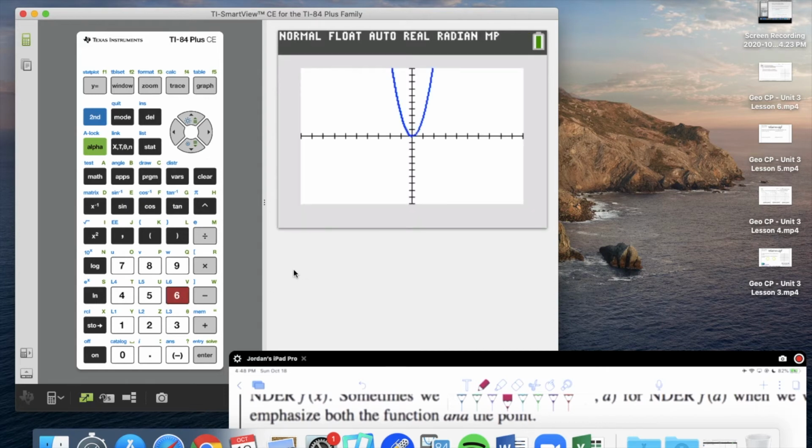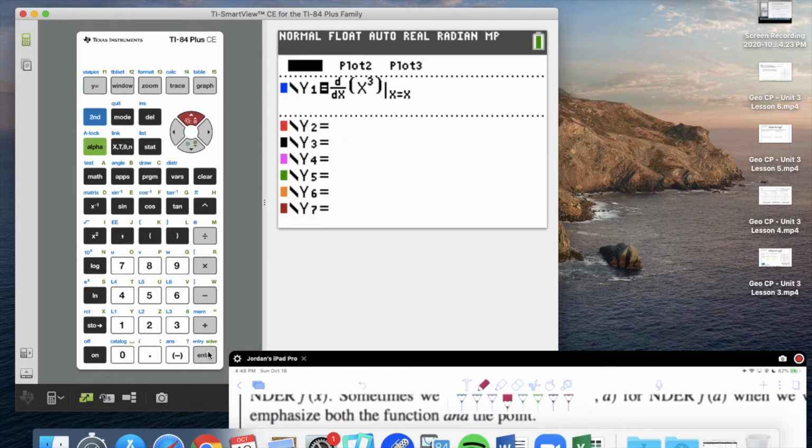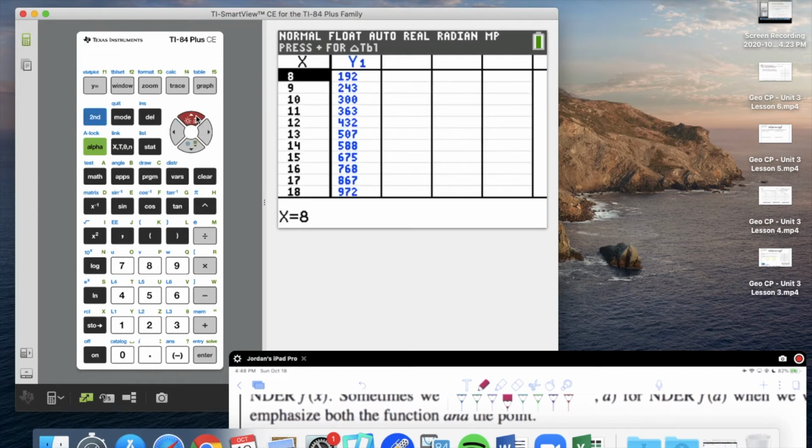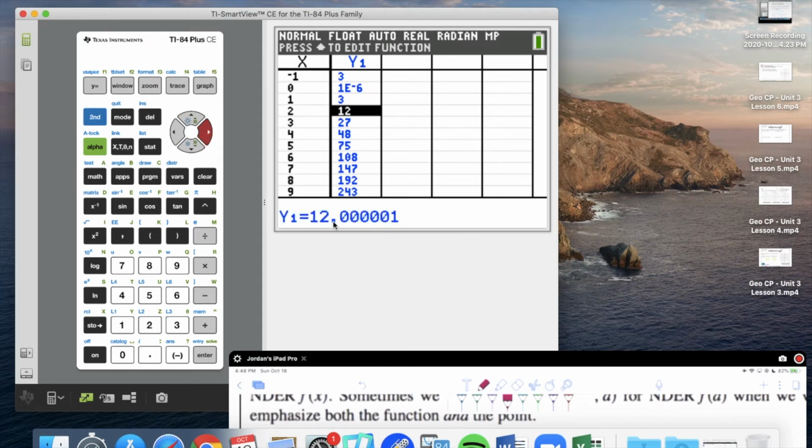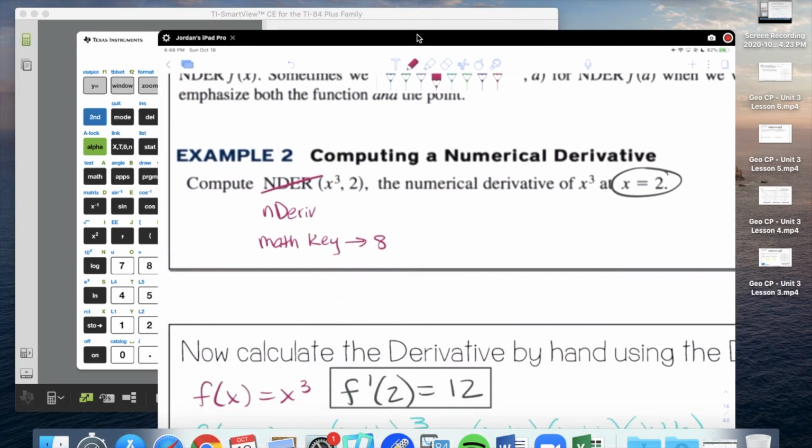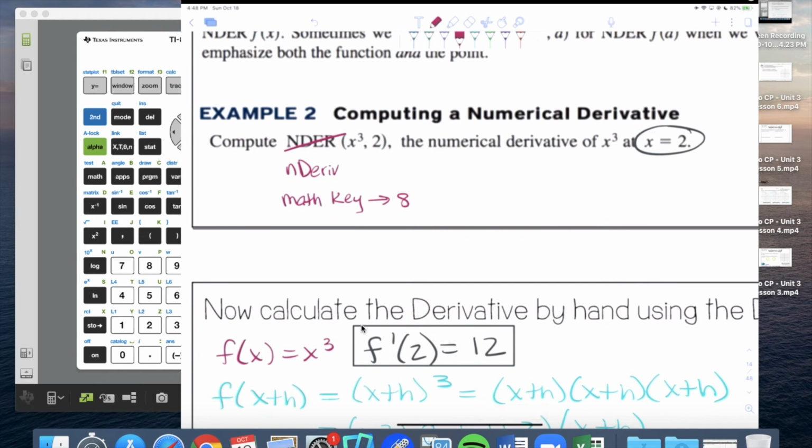I'm going to turn my plots off, and I'm going to grab from the table the location we were looking for, which was 2. And that gave us a result of 12.000001. Remember, it can't find the slope at one point. It's doing two points, so we have to assume that that's 12. And that's actually what we got for an answer here. We got f prime of 2 is 12. And that was awesome. So we got what we were looking for.